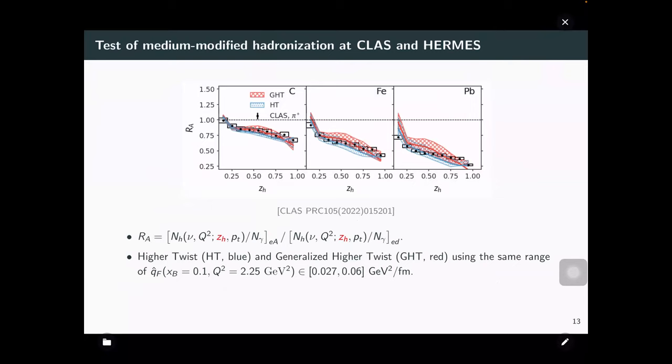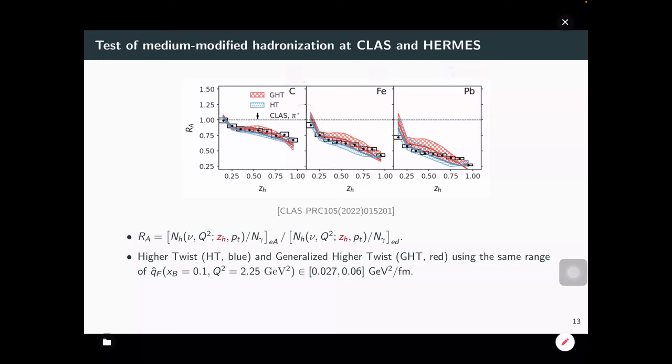Now, if you include medium effects and take the ratio between the production of hadrons in eA collisions over electron-deuteron collisions, you can define the nuclear modification factors. And here we compare with a fairly reasonable parameter range that describes the CLAS measurement of pi plus production. As you can see, from carbon, which has 12 nucleons, to iron, I think it's 56, and to lead nucleus, you describe the evolution of this modification with the size of the nucleus fairly reasonably.